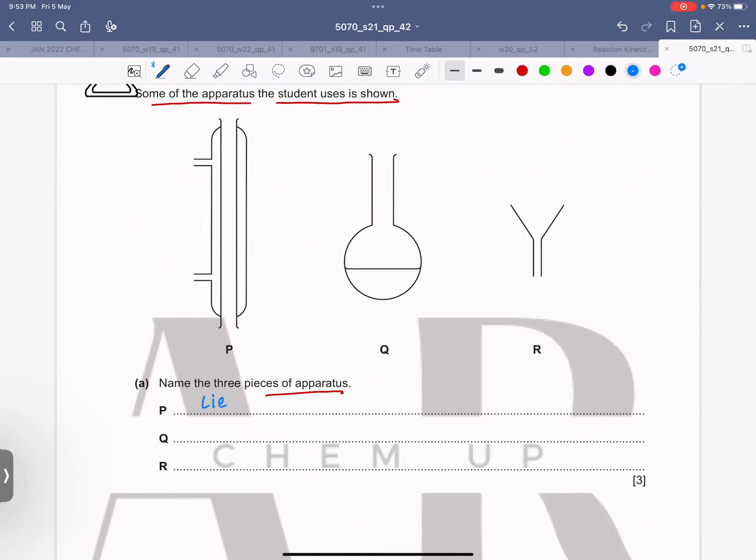P is called Liebig condenser. Q is called round bottom flask. And R is funnel.